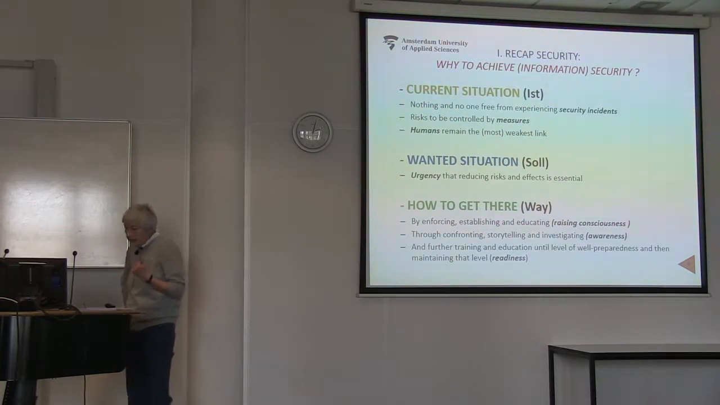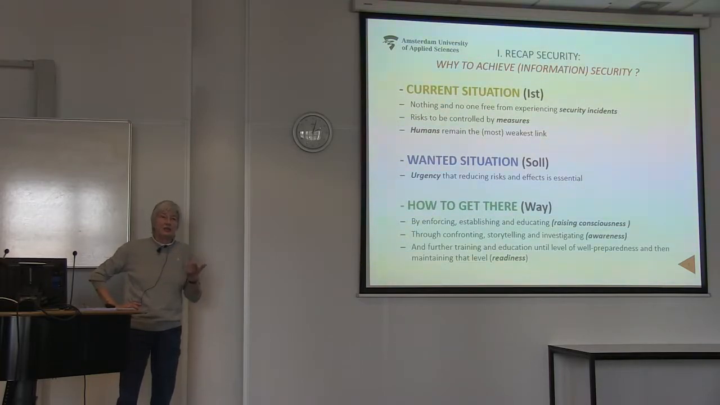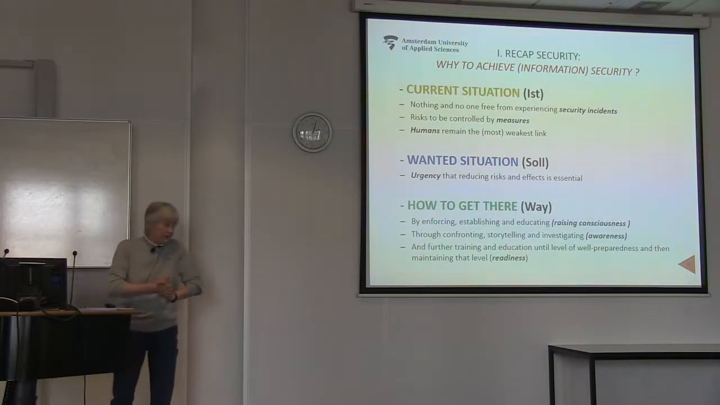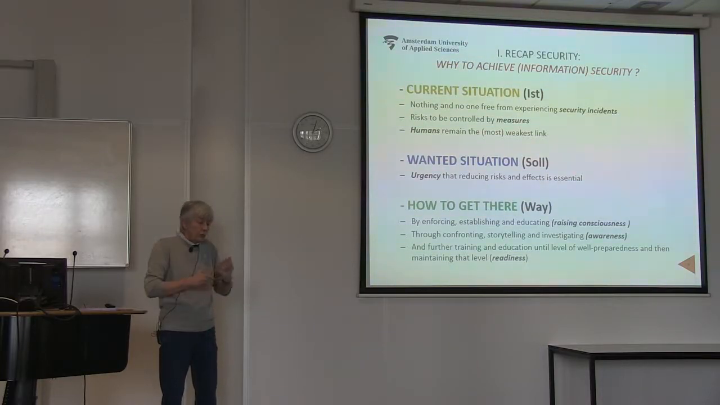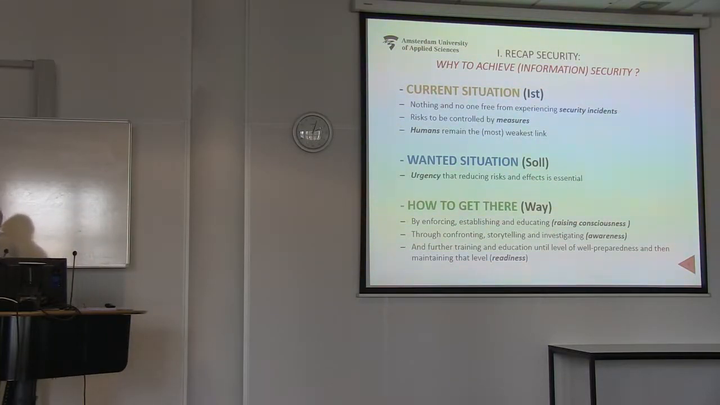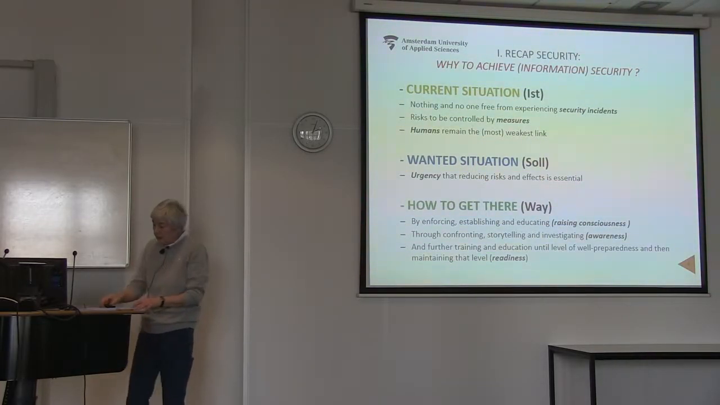What do we want? We want a situation where everybody in an organization has the feeling, yes, we have to do something about it, and the first thing to do to deal with risk is to become aware of the negative effects that come from actual risks or actual incidents. How do we get there? Well, you know there are three ways: enforcing, establishing, and educating. We can best start on the one hand by enforcing and establishing an ISMS, and on the other hand, trying to educate all the people in your organization by raising awareness.